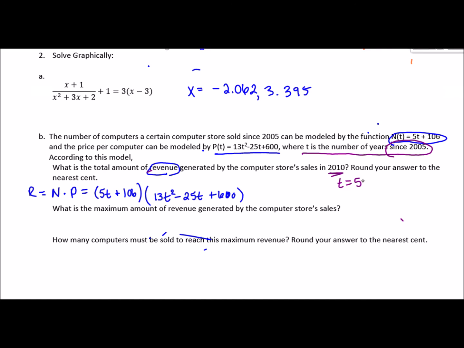Now, in this case, the quickest way is to actually plug it into a calculator. Here's the number that I get. But you could also look at the graph for that one. I don't want to take the time because the graph is hard to find, but that's how you would do it. Looks like when I plugged it in, I got 104,800. Okay, now this next question says, what is the maximum amount of revenue generated by the computer store sales?